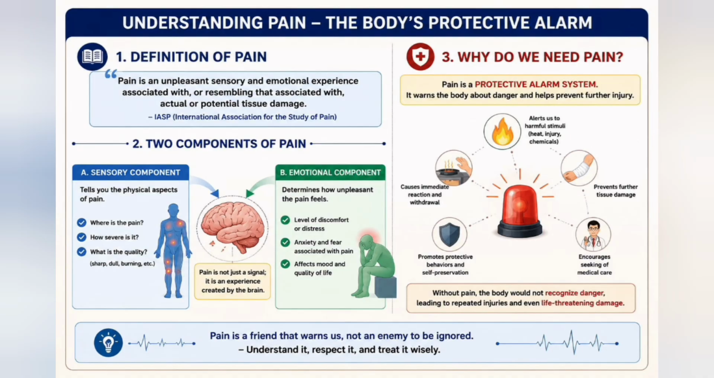So why do we need pain? It is the body's defense mechanism. Suppose you touch a hot iron. Unless the body triggers an alarm, you will not remove your hand from the hot iron. So it warns the body. Pain is a protective alarm system that warns the body about danger and helps prevent further injury. Without pain, the body would not recognize danger.